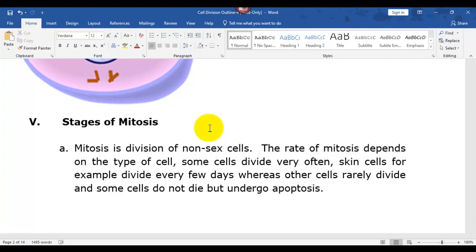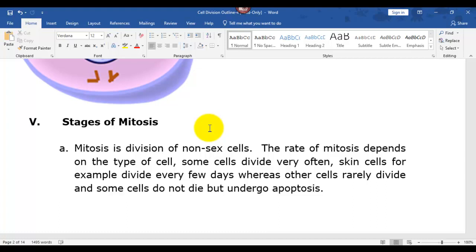So I'm going to go through all the stages. You have to know the order they go in. It's PMAT, P-M-A-T: prophase, metaphase, anaphase, and telophase. And if you're taking a cell biology course, yeah, you can break that down into early prophase, late prophase, early metaphase, late metaphase.